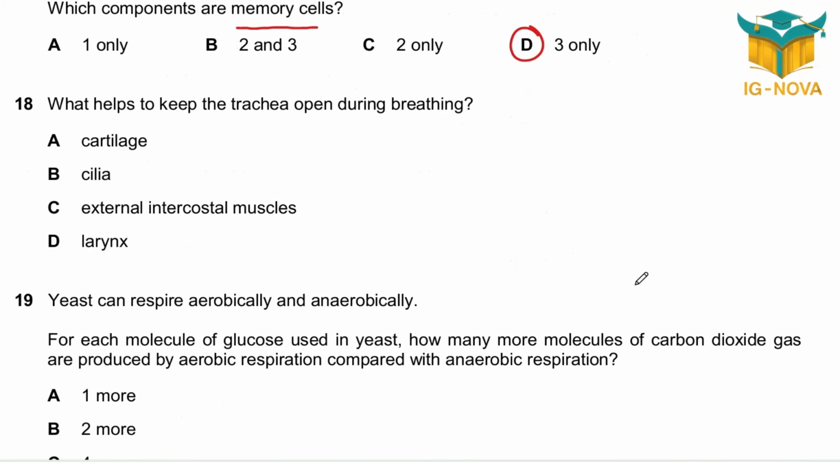Question 18. What helps to keep the trachea open during breathing? Cartilage. What about cilia? To move mucus away. What about external intercostal muscle? To control the rib cage movement up or down. Larynx, voice box, irrelevant.